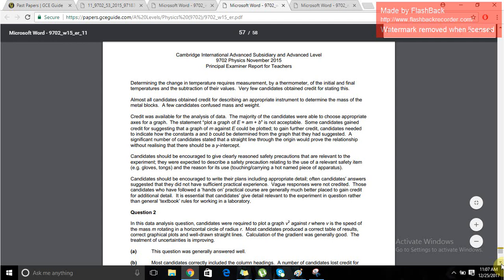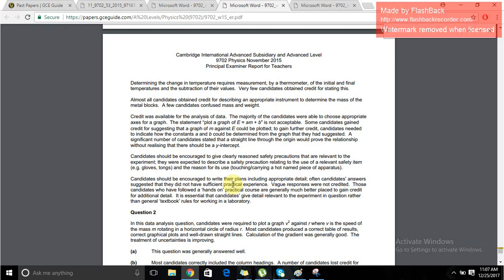Candidates should be encouraged to give clearly reasoned safety precautions that are relevant to the experiment. For a safety precaution, relate it to the use of a relevant safety item, for example, a glove or tongs, and the reason for its use, such as touching or carrying a hot named piece of apparatus. Including appropriate detail, answers suggested they did not have sufficient practical experience. Yeah, you should get that. Vague responses were not credited. Always be specific in your explanation.